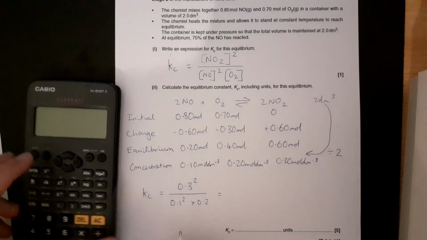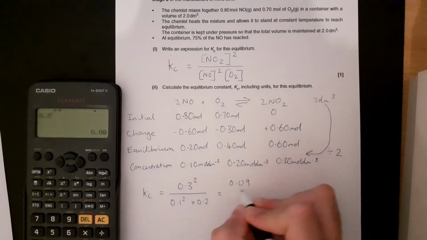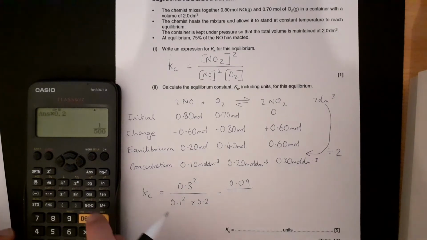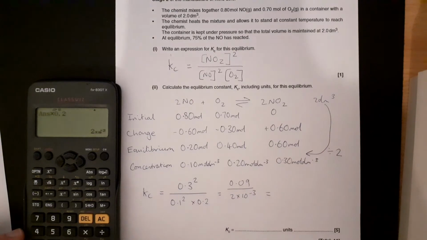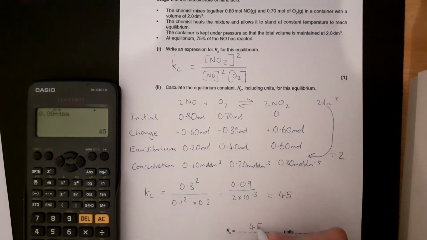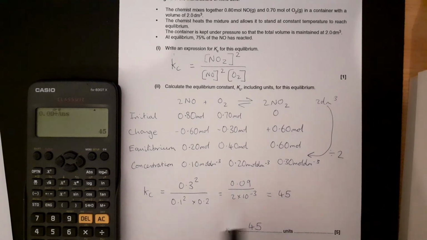Okay, so let's just work that out. 0.3 squared is 0.09, 0.1 squared times 0.2. And we end up with a value of 45. Does that make sense? Well, Kc can be anything really. The value of 45 tells us that it's closer to the products than it is to the reactants.